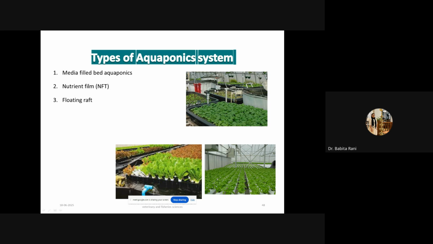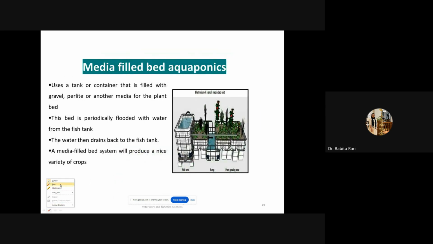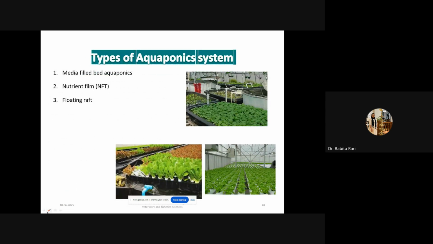It's called the nutrient film system. The water will be pumped through PVC pipes which are perforated, and then we put the plants in them. The plants will grow in this. This is for plants which don't need much soil, and don't need much water all the time. Such plants grow very well, and we can produce lettuce and similar crops.